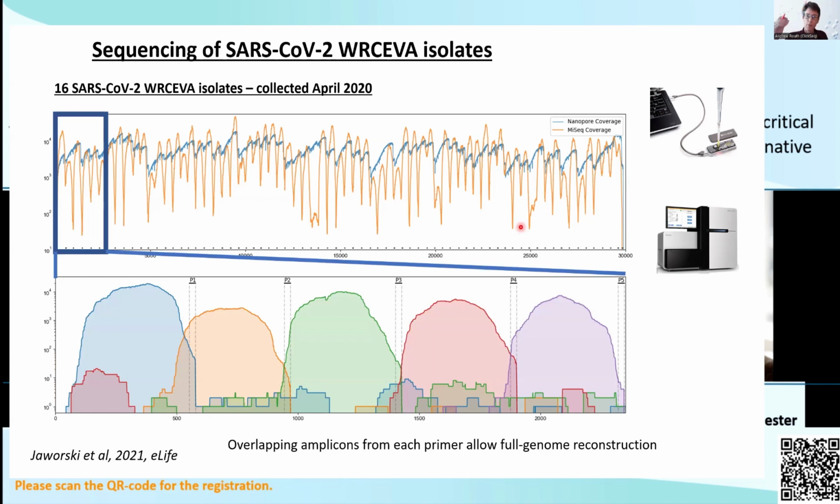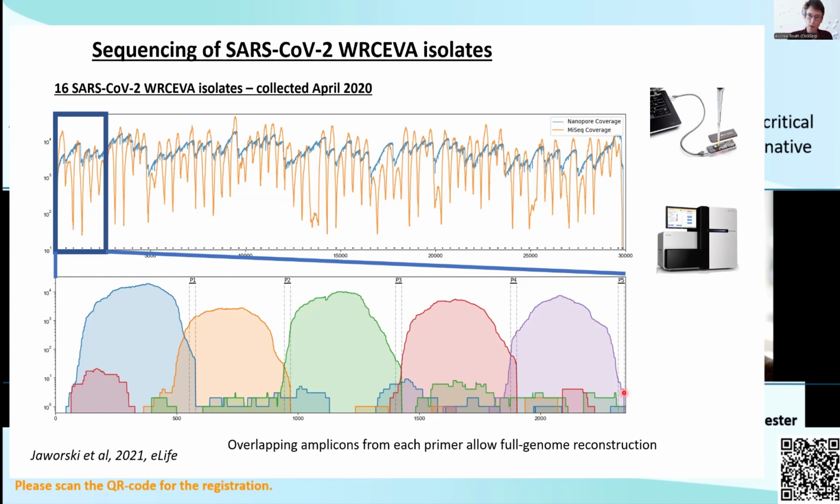Importantly, because we have multiple primers and we get lots of different reads coming off the primer at the time, those amplicons that come off will actually overlap. And because they overlap, we can reconstruct the entire virus genome from this pool, just like in a classic ARTIC or amplicon type setting.